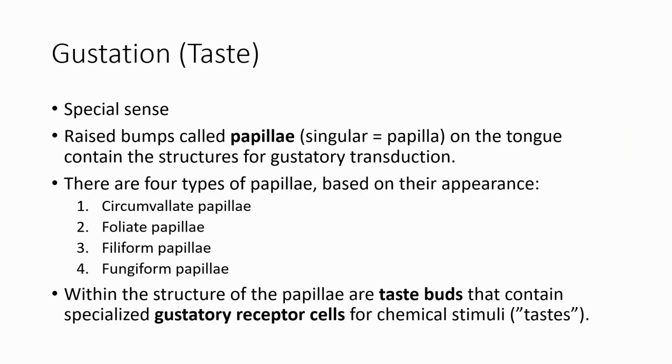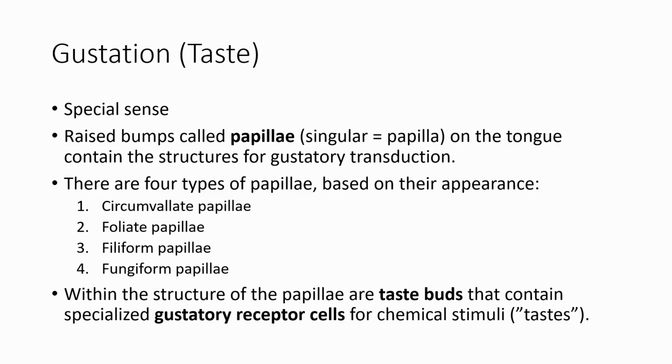When it comes to our sense of taste, we also call this gustation. This is a special sense. There are raised bumps on your tongue called papillae, right? These are going to have the structures that are involved with you being able to taste, or what we call gustatory transduction. And there are 4 different types of papillae based on appearance. Again, this is not based on what they taste. This is based on the shape, the appearance of the papillae. We have the circumvallate, the foliate, the filiform, and the fungiform papillae.